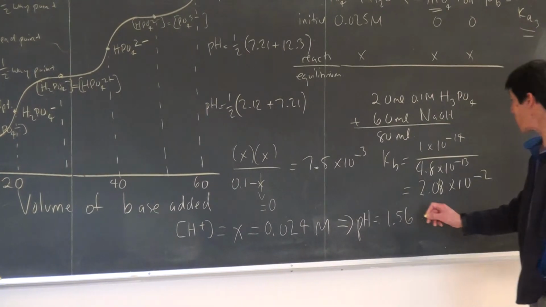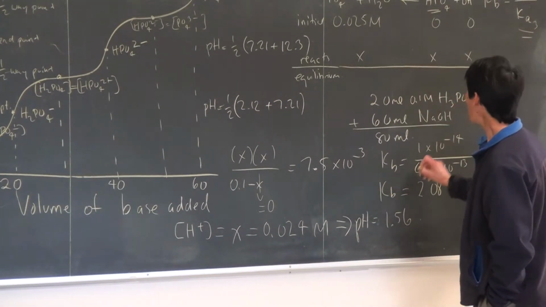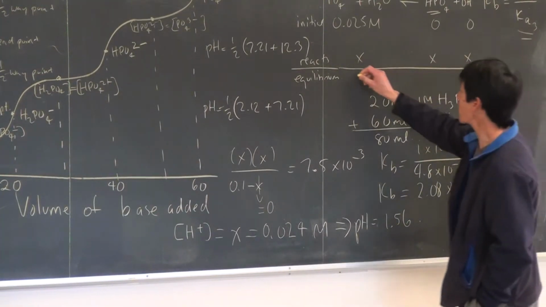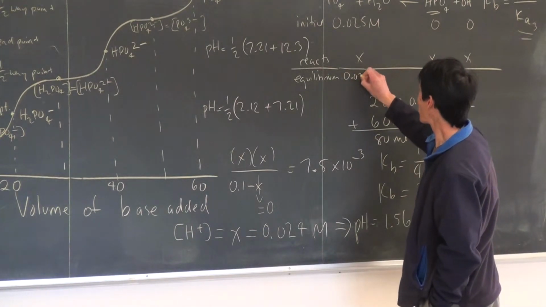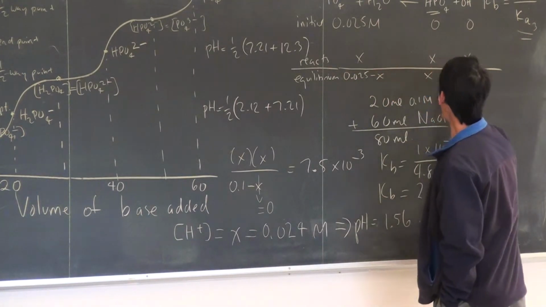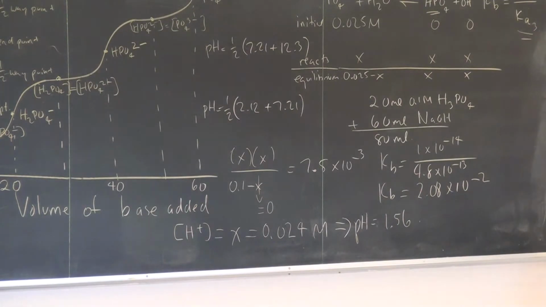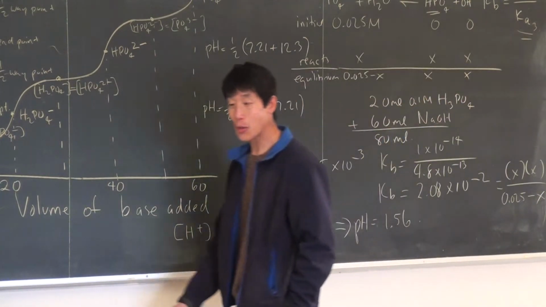Okay, so we know what Kb is. And now we can do our equilibrium calculation. This is going to be 0.025 minus x, and x. So now we can plug it into this equation. We have x times x divided by 0.025 minus x. Can we use our assumption here again? X equals 0 in the denominator.